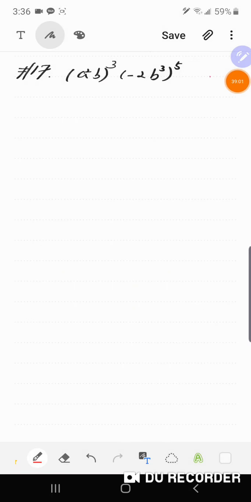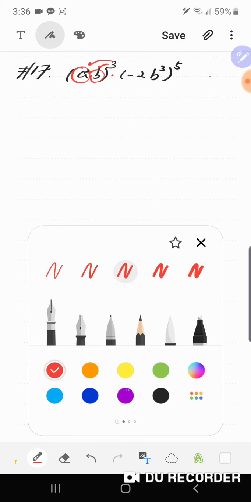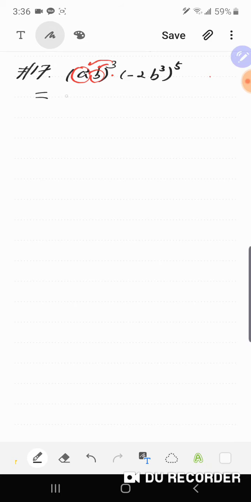Okay, so to simplify number 17, this is a product of 2 exponential forms. So let's simplify each exponential form. In the first one, there are 2 factors in the base. So assign the power 3 to each factor. Then that is a squared raised to the 3rd power, and b is raised to the 3rd power. For the second one, we do the same thing. So negative 2 is raised to the 5th power, and b cubed is raised to the 5th power as well.